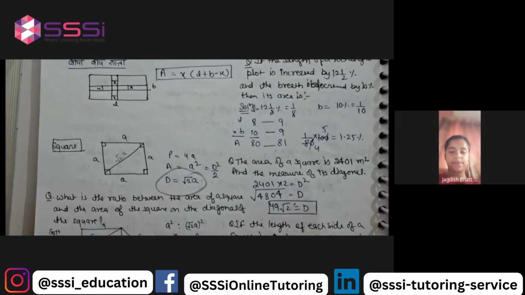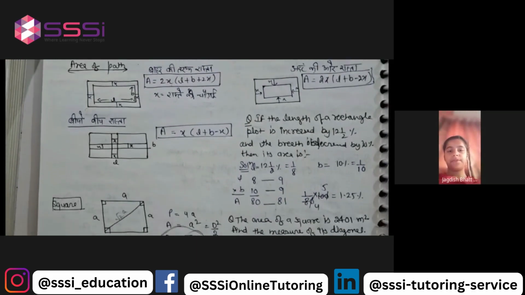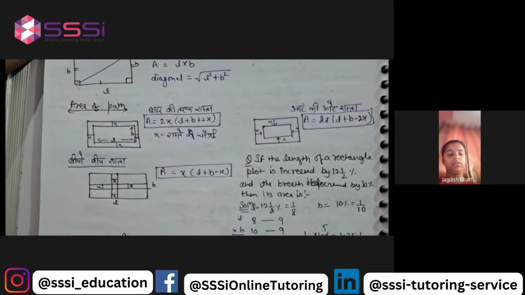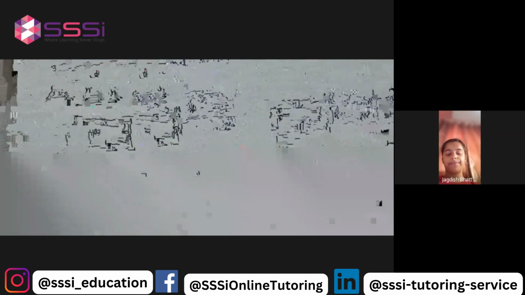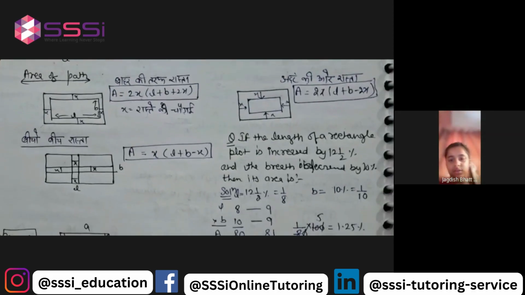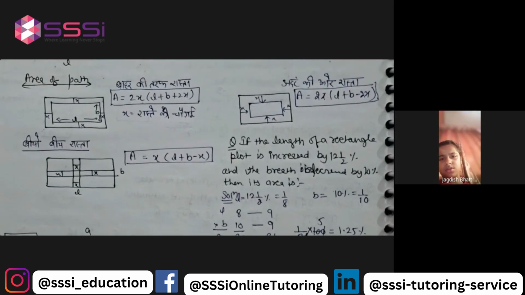See, this is the formula for question number 15. We will apply this formula in that question. Area of the path. I know you can find the area of the path by the long method, but this is the shortest method you can use in the questions to do the question within a minute. Otherwise, it will take a long time.